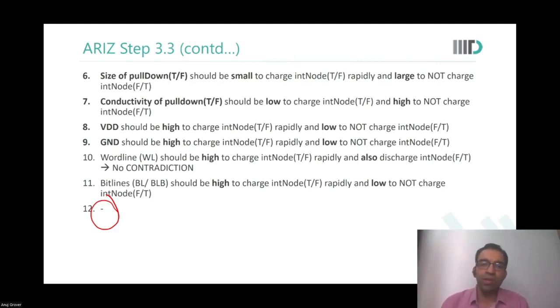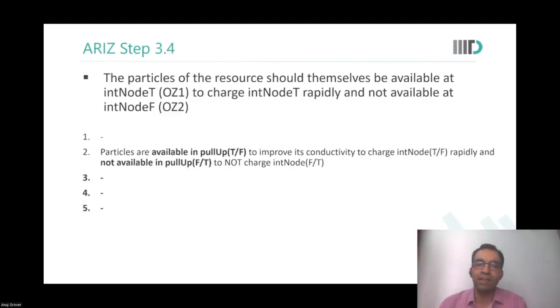And there are some contradictions. There were some no-contradiction things. Now you start to refine it. So now you are talking of using what is called some magical component. Magical component: particles which are available in pull-up to improve its conductivity to charge int node T rapidly, but not available in the other pull-up so as not to charge int node F.